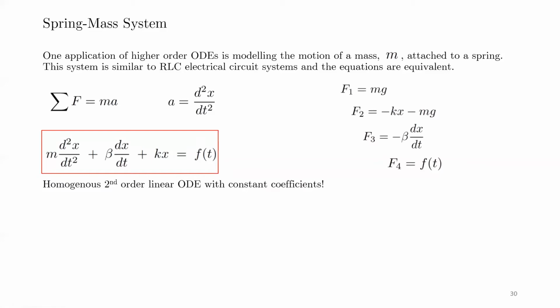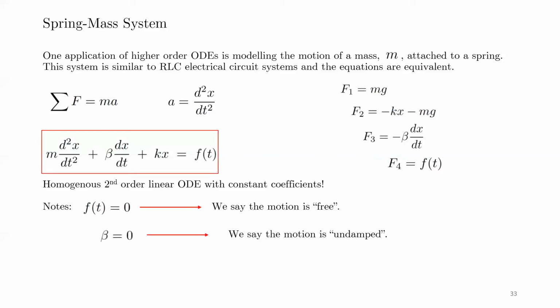Of course, you can see that this is a second order linear ODE with constant coefficients. So we know how to solve this. We've solved this a few times in this class already. But a few notes though. If we do not have an external force, so if that right hand side f of t equals 0, then we say the motion is in free motion, so we have free motion. If beta equals 0, then we say the motion is undamped.